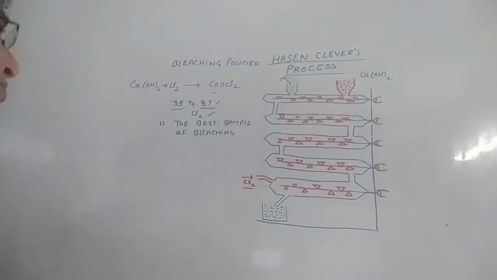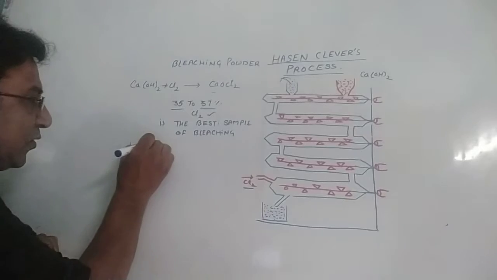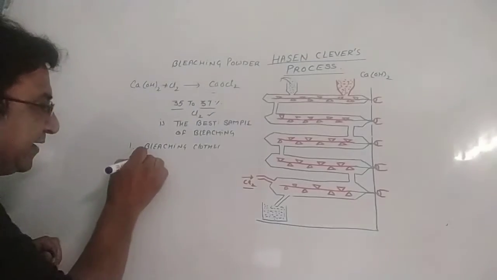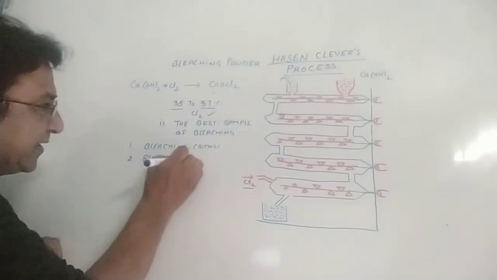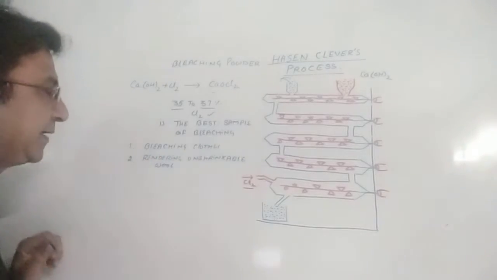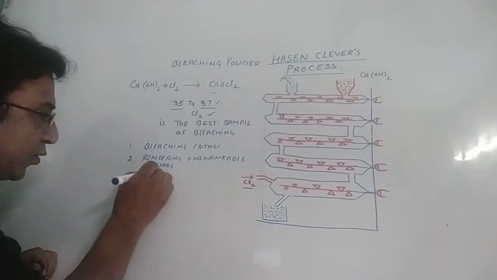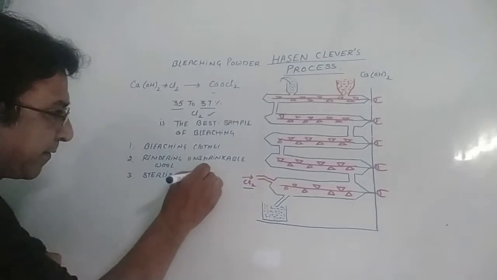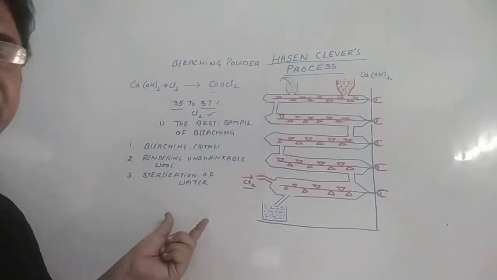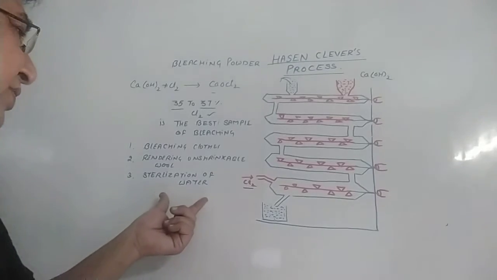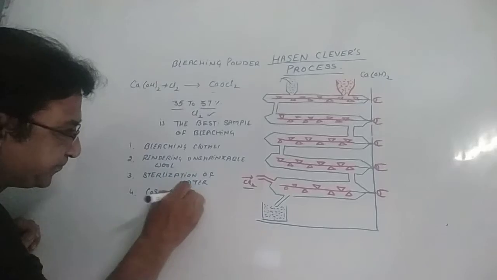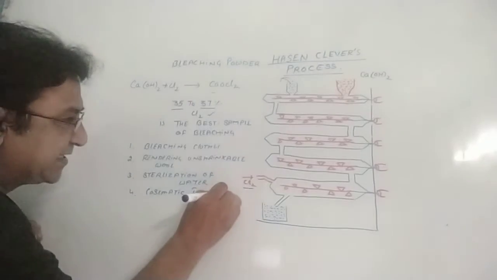Now bleaching powder, where is it used? First, it is used for bleaching clothes. Right? It is also used for rendering wool unshrinkable. Remember that. It is also used for sterilization of water. Chlorine is called the mother of bactericidal substances, so it kills the bacteria. That way it is utilized for sterilization of water. Bleaching powder is also used in the cosmetic industry. So these are a few uses of bleaching powder.